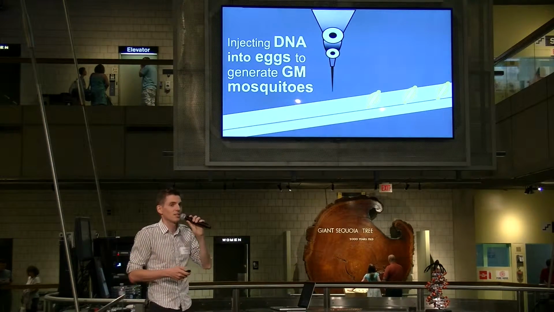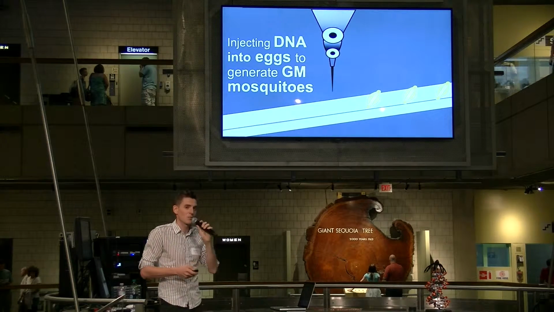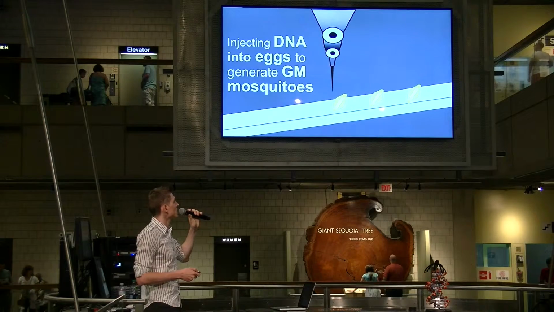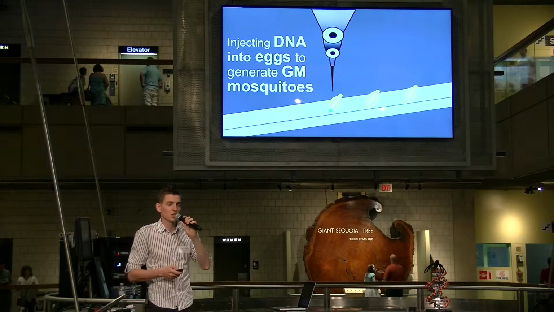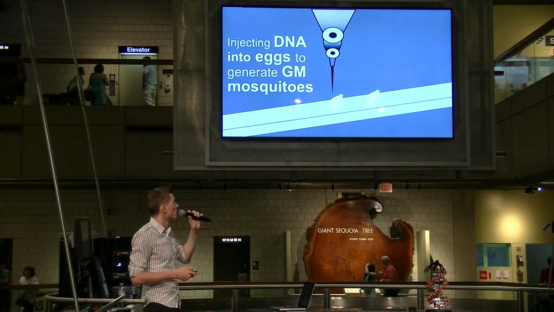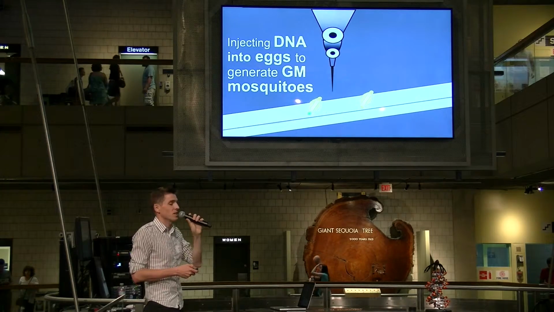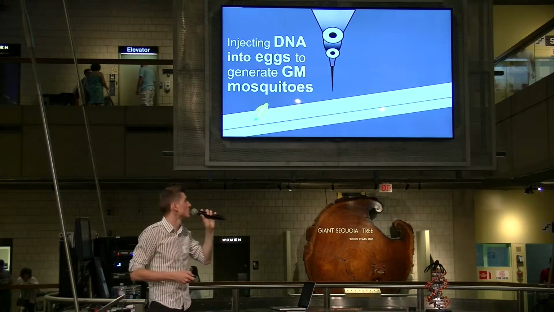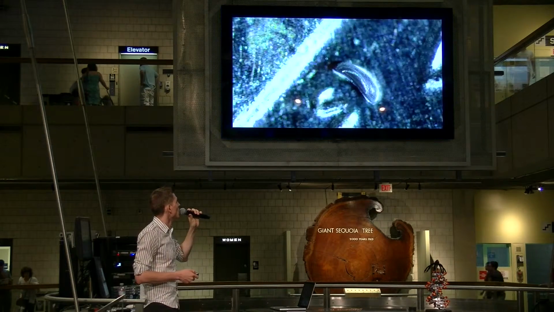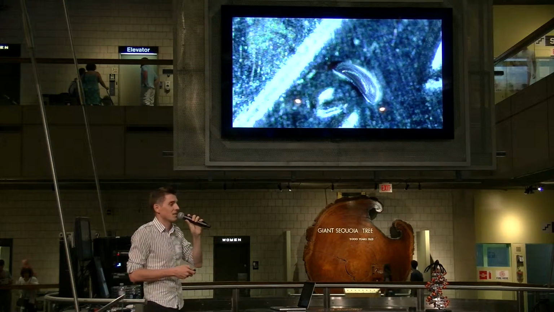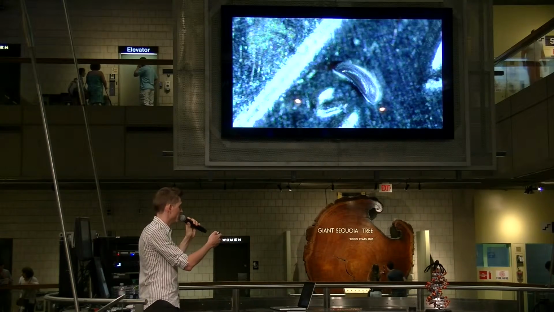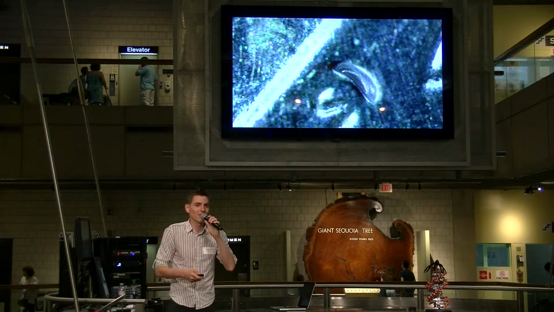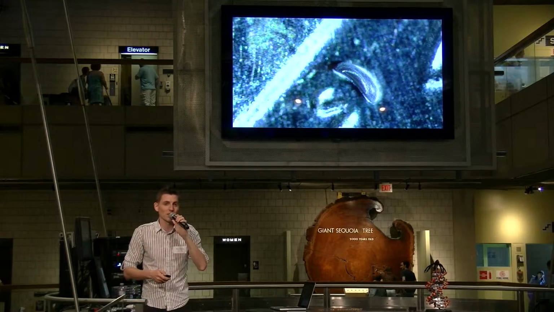How do we do that? It's quite time-consuming and a very labor-intensive process, but we can inject DNA into the eggs of the mosquito one by one, and then grow these eggs up into genetically modified mosquitoes. This is a mosquito egg here in the middle. It's very small, and that's why this process is quite difficult.